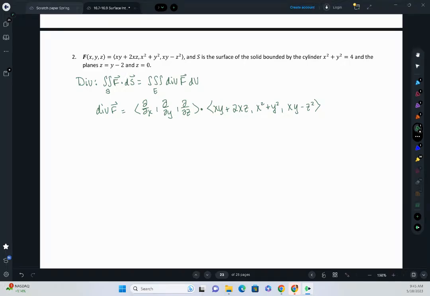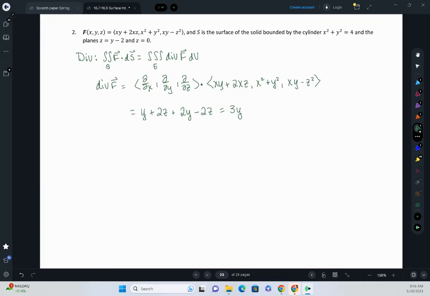I go ahead and run my first partials through. I get del del x of xy is just y, plus the del del x of 2xz will be plus 2z. And then plus del del y of x squared plus y squared just gives me 2y. And del del z of xy minus z squared gives me minus 2z. So this sums up to just be 3y. That's not so bad. All right, let's look at our surface.